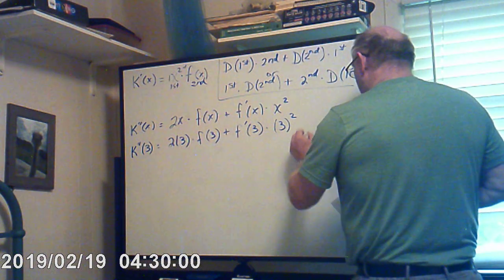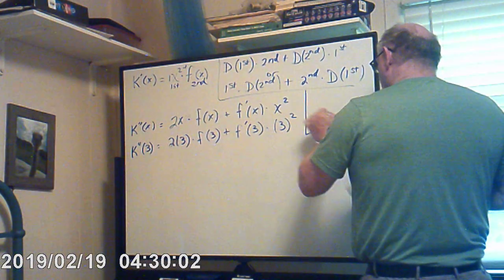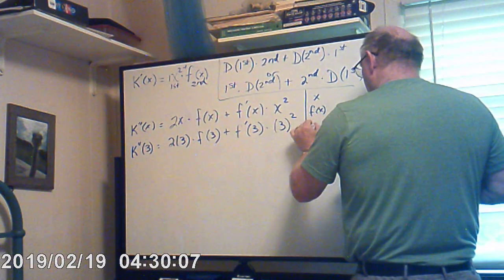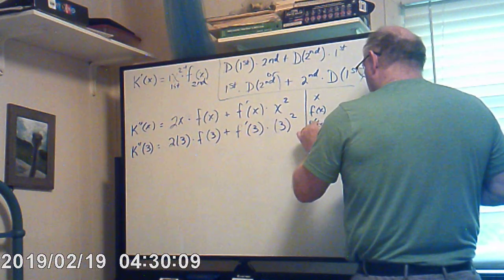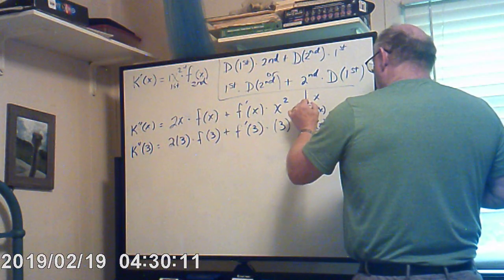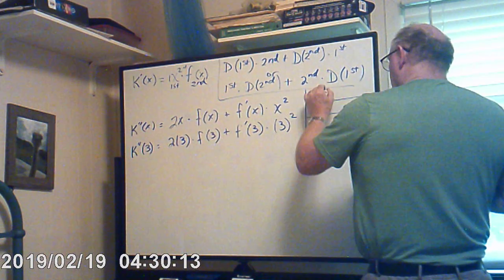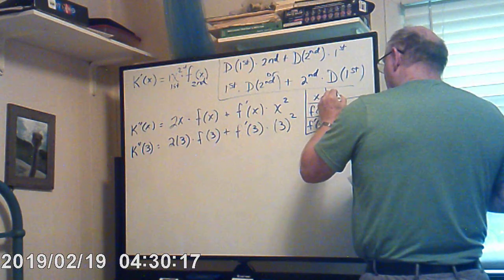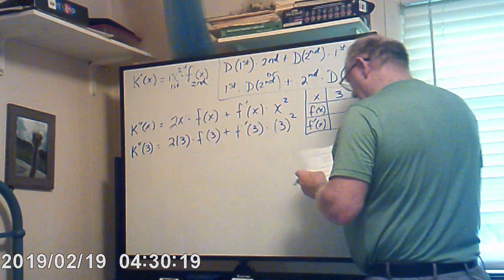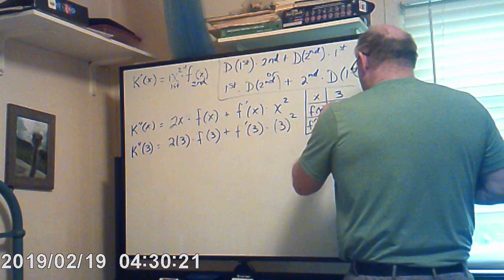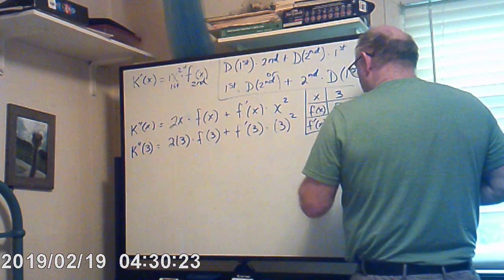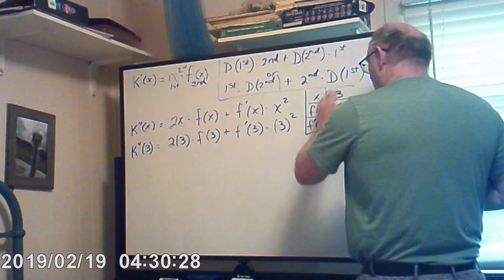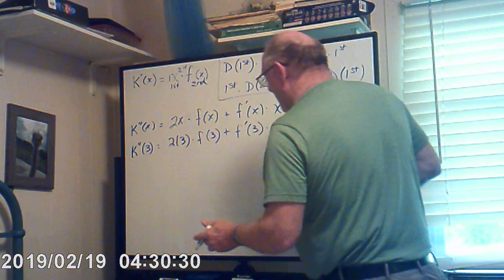I find that here's x, here's f at x, here's f prime at x. So when we look at 3 here, we see 8 down here and 9 here. So f at 3 is 8 and f prime at 3 is 9. So we've got everything there.